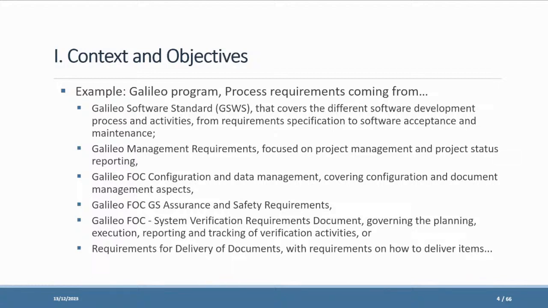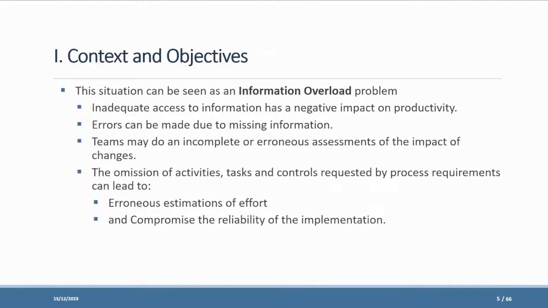one requirement that has an impact on the activity or the work product that you are doing or generating, but these requirements are spread into different documents, and people can miss any information that might be relevant. So this is an information overload problem. Inadequate access to information may have, and typically has, a negative impact on productivity. People can make mistakes due to missing information.